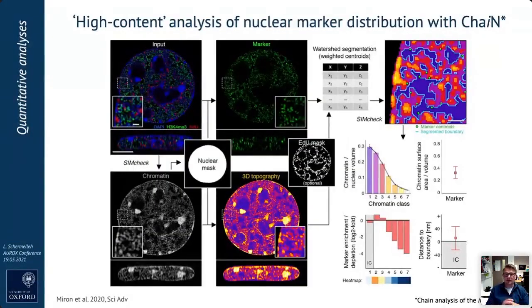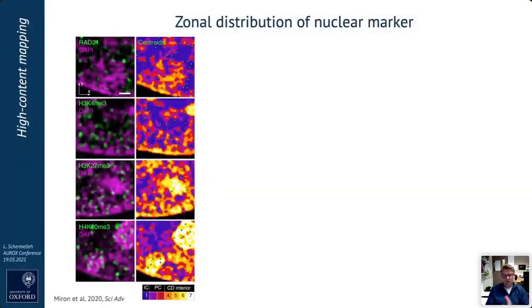We established a quite elaborate workflow of segmentation and annotation and mapping onto these classes. But essentially, what we produce here are frequency maps of relative enrichment and depletion of nuclear markers, where we can very nicely define X, Y, and Z coordinates onto these intensity classes, and basically look at enrichments of markers and depletions, and also distances to segmented boundaries. And I'm really rushing through here because there's a lot of biology in here.